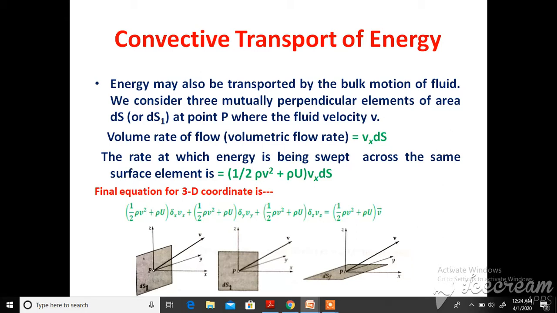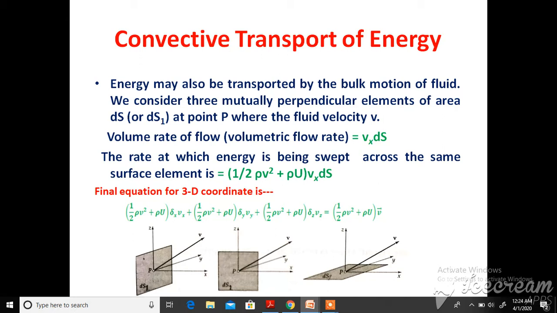volumetric flow rate equals Vx dS, where Vx is the velocity of fluid in x direction and dS is the differential surface area. So we can calculate the volumetric flow rate for y and z components as well. For the y component it will be Vy dS, and for the z component it will be Vz dS.